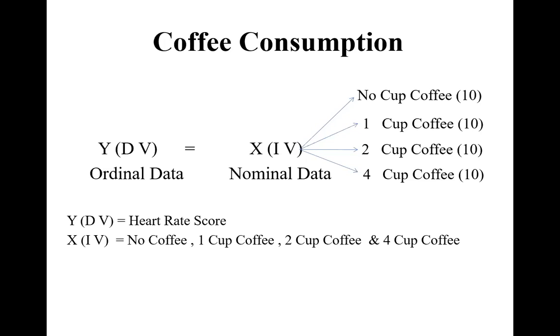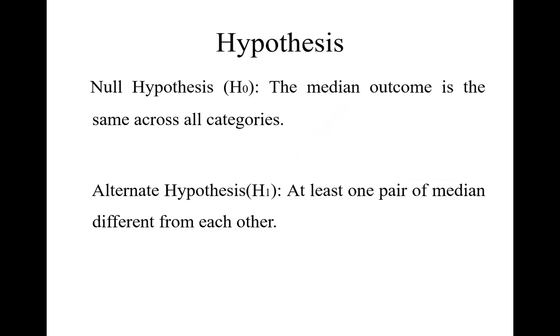It's my research design. So there are only 2 variables in a Kruskal-Wallis test. When we apply the Kruskal-Wallis test, we use only 2 variables: one dependent variable, that is ordinal or maybe continuous, and another on a nominal scale. And then we develop the hypothesis. So what is the hypothesis for the Kruskal-Wallis test? The median outcome is the same across all the categories.